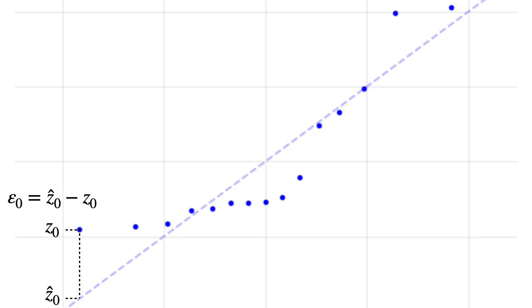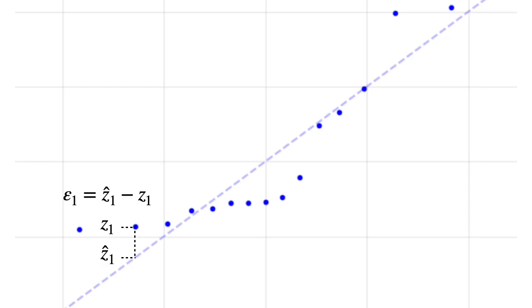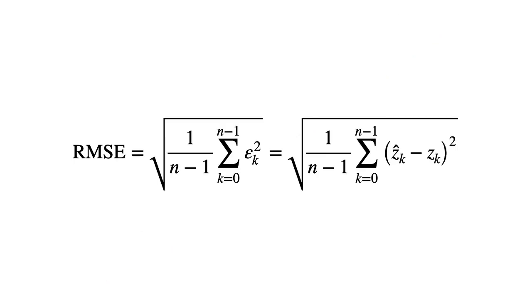There is an error associated with the first point at index 0, an error associated with the second point at index 1, and so on. The root mean squared error, or RMSE, can be thought of as analogous to an average of these errors. The squares of the errors are used so that the signs don't cancel, and the square root is taken to return the units from squares.